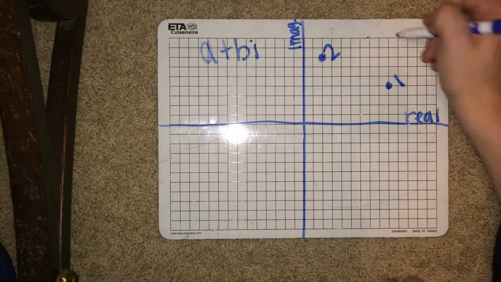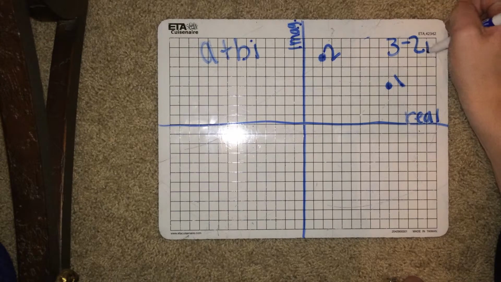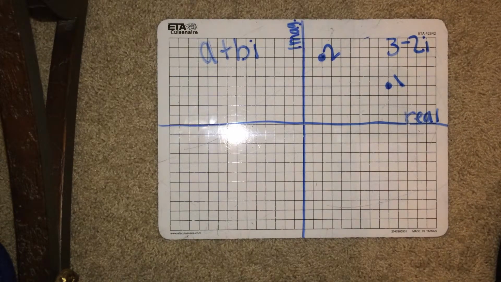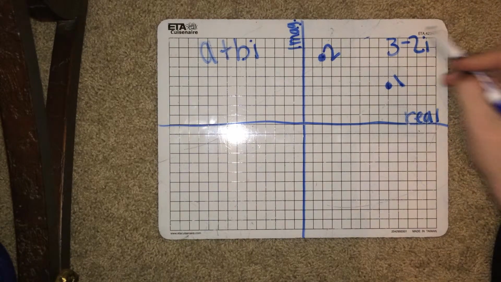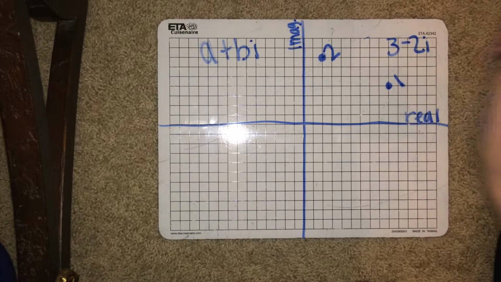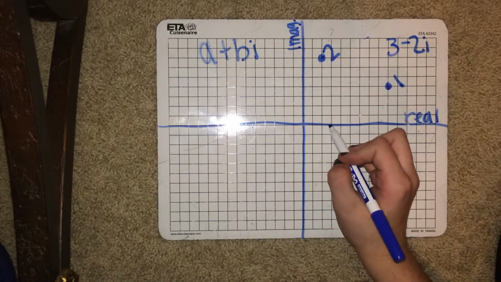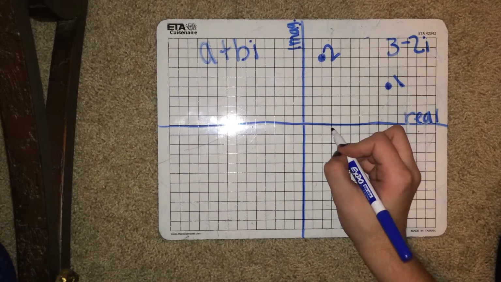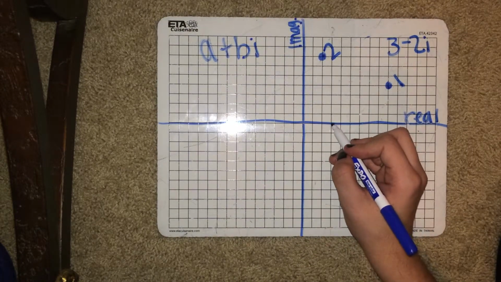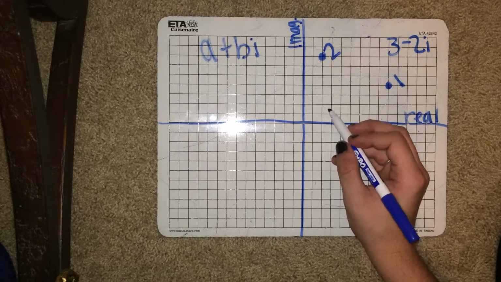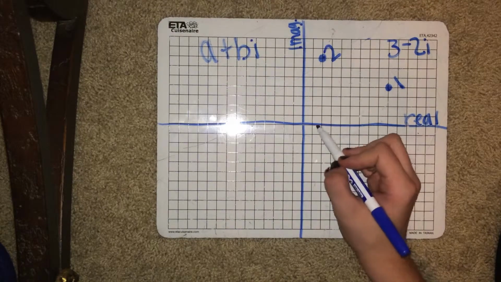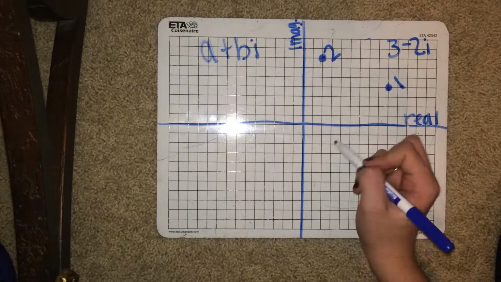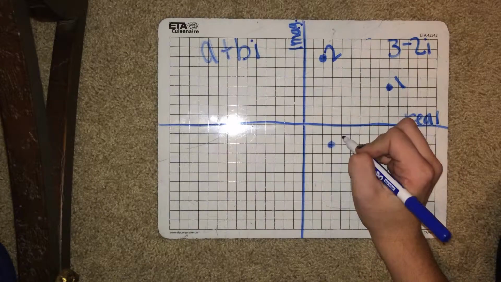With our third point, it is 3 minus 2i. Remember that the 3 is the real, 3 is positive, so you're going to go to the right, 1, 2, 3. But in this case, the 2 is a negative 2, so you're going to go down, because negative means you go down. You don't go up on the y-axis, or the imaginary axis. So 1, 2, 3, down 1, 2, that is the third place.